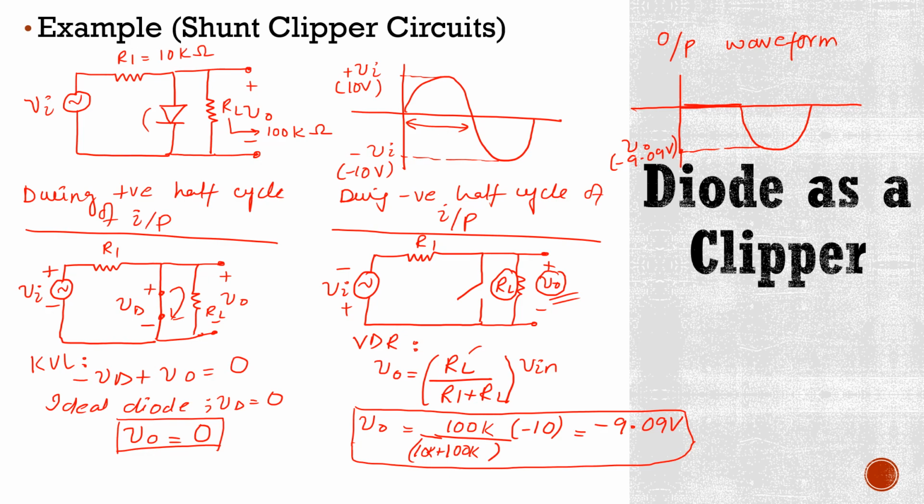Okay. Since here positive half cycle of the input signal is clipped and only negative half cycle is allowed, so it is an example of shunt positive clipper. Okay.